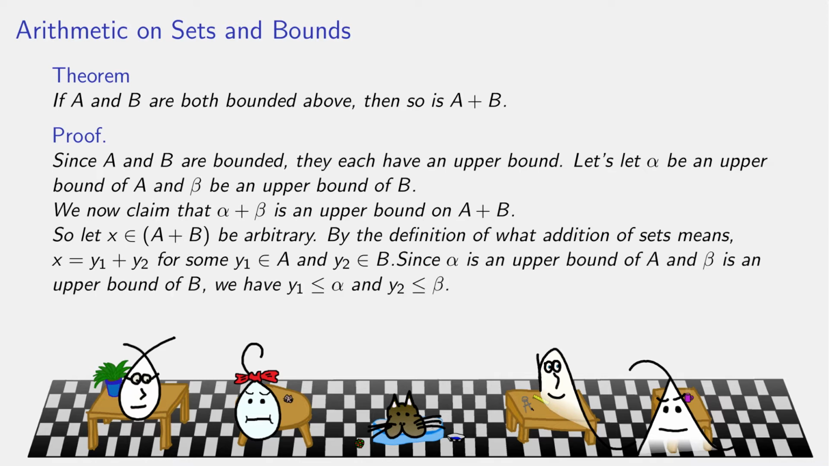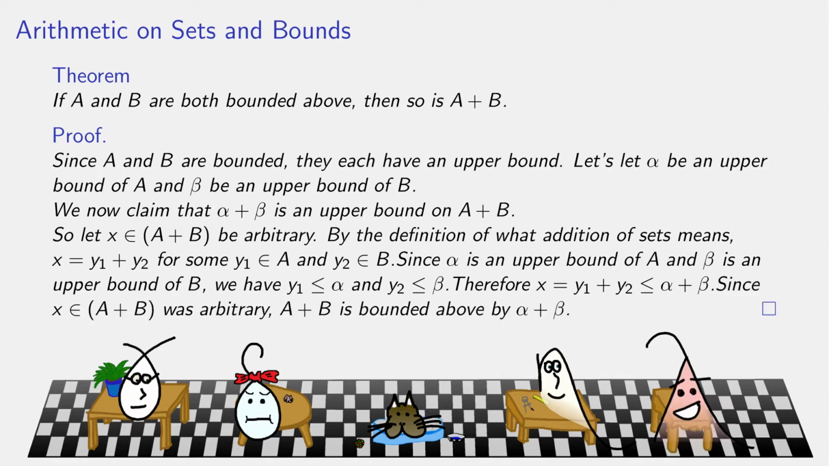But since y1 is an element of A and alpha is an upper bound on A, then y1 is less than or equal to alpha. Since y2 is an element of B and beta is an upper bound of B, y2 must be less than or equal to beta. And if y1 is less than or equal to alpha and y2 is less than or equal to beta, their sum is less than or equal to alpha plus beta. So any element of the sum set A plus B is less than or equal to alpha plus beta. By definition, alpha plus beta is an upper bound of the set A plus B.